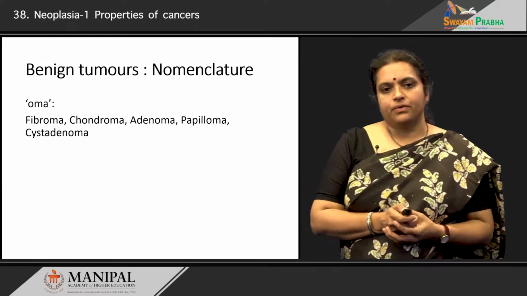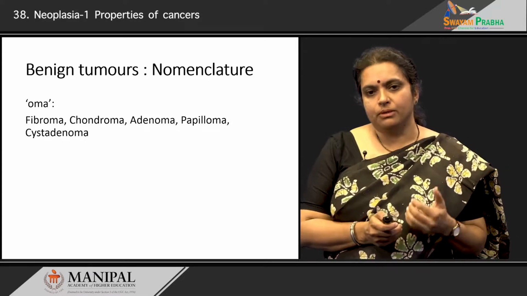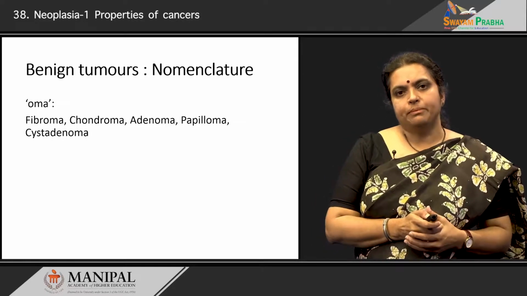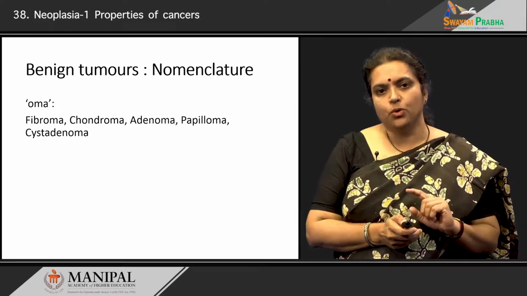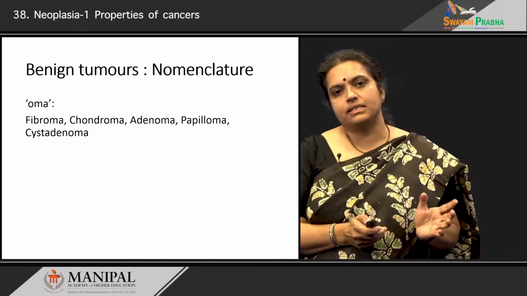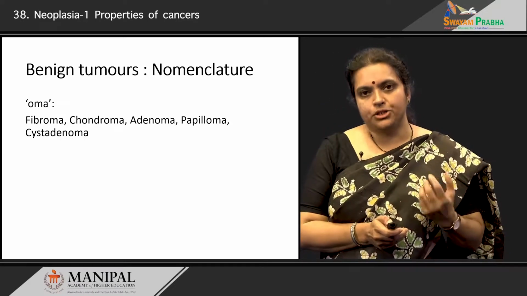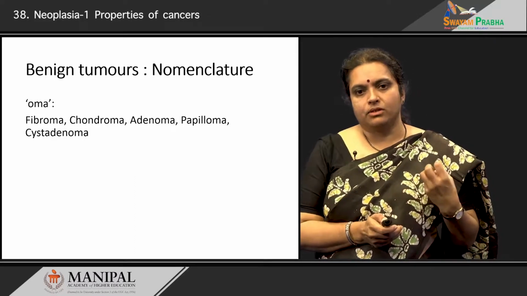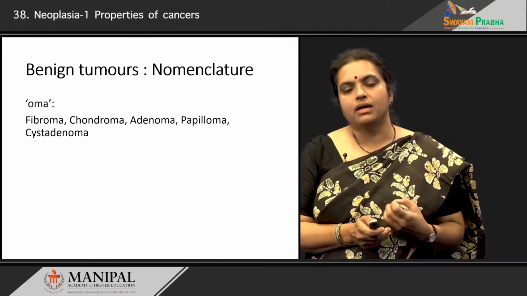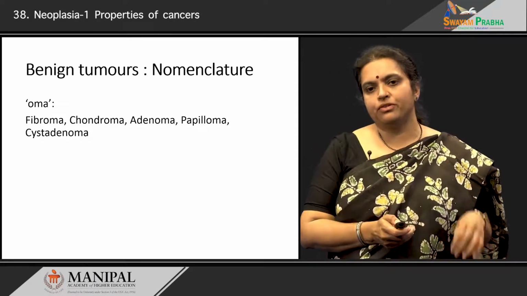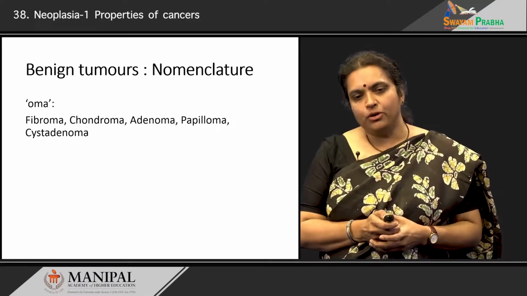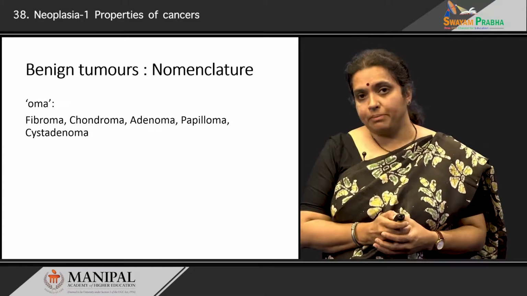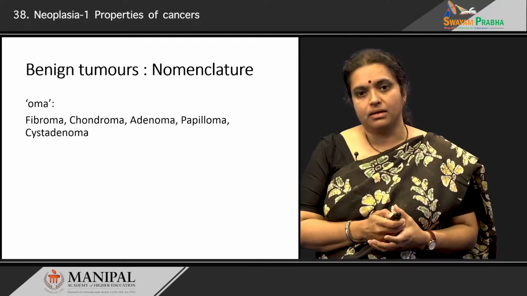Right. Now, you also have a separate set of nomenclature for benign and malignant tumors. For the benign tumors, we attach an "-oma". For instance, you have a fibroma, which is a tumor that occurs from the fibrous tissue, chondroma that has cartilaginous or chondroid differentiation, adenoma where the benign tumor forms gland-like structures, papilloma where there are finger-like projections on a surface, such as those you get on the skin and so on.